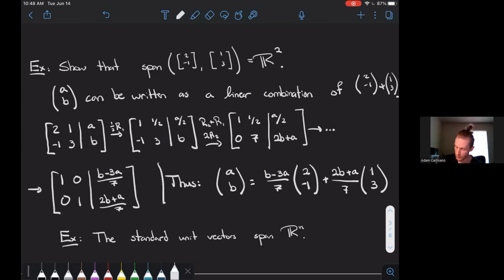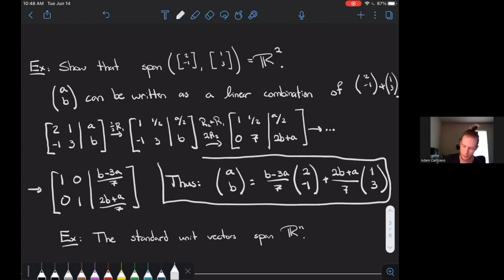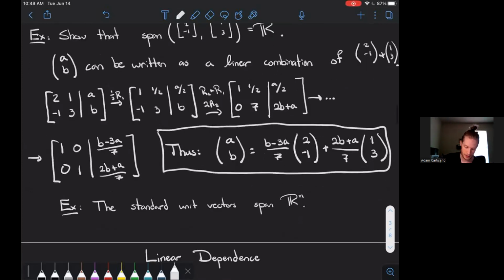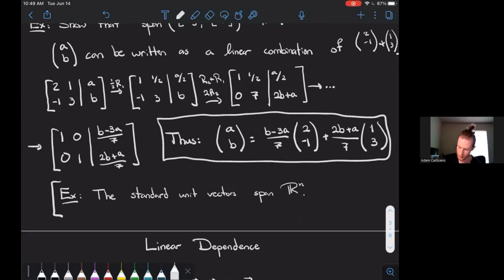And so, no matter what A and B are, you can write them as a linear combination of these two vectors. And so the span of these two vectors is all of R2. If you had any vector in R2, here's a recipe for writing that vector as a linear combination of these two vectors, right? Great. Okay, let me give you an awesome example. The standard unit vectors span Rn.